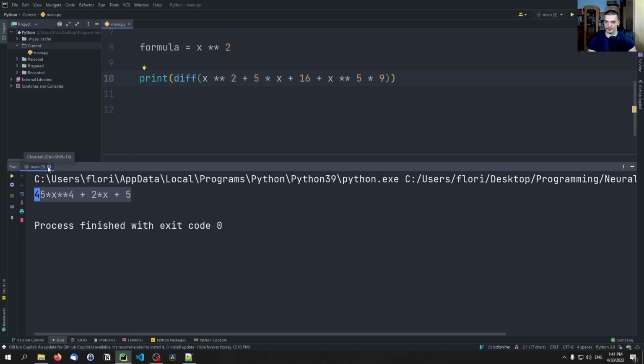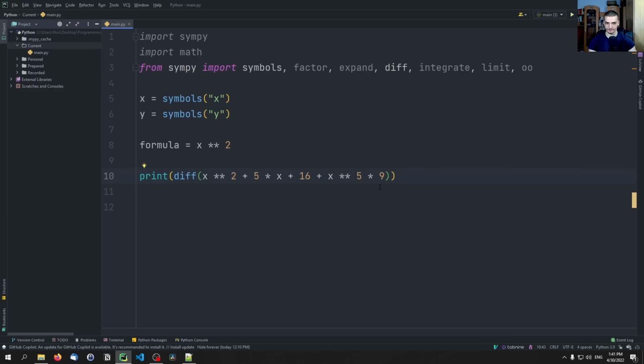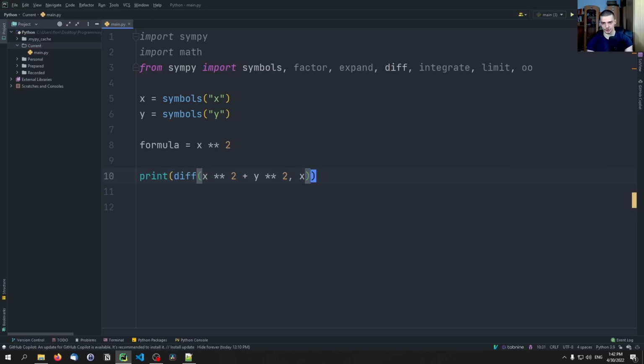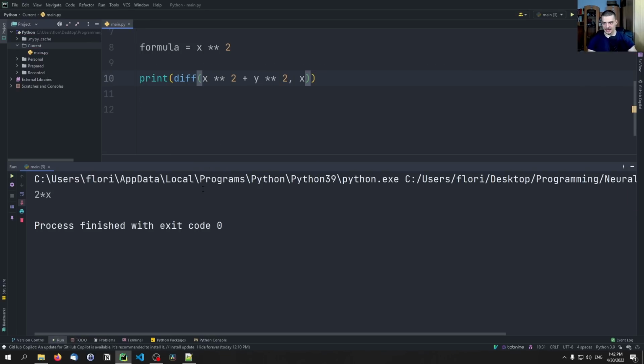So this is very powerful, and yeah, we can also do that with multiple variables. So if we have something like diff x to the power of 2 plus y to the power of 2, I can derive for x. I think it's called deriving for x. I'm not sure about how you say that, but you can see now it takes x squared and it makes it 2 times x, and it ignores y squared because that is just something that you add to the thing, right? There's no x in here.